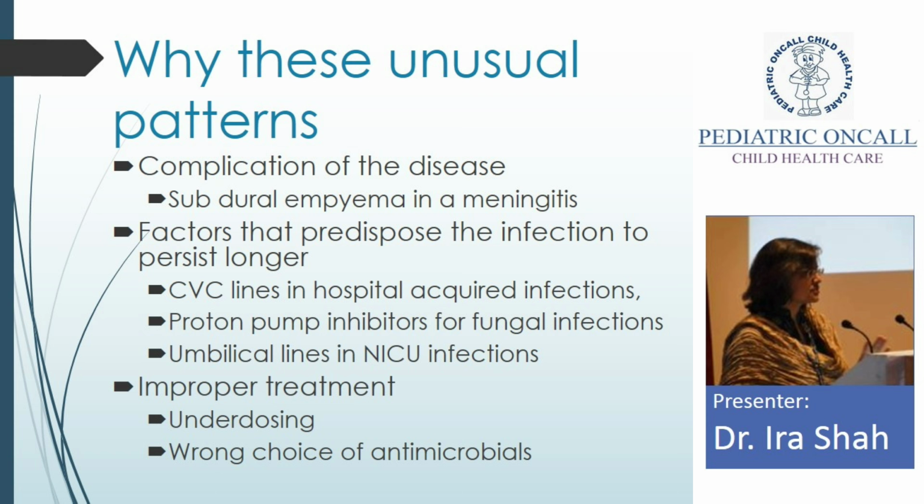Why do these unusual patterns occur? It could be a known complication of the disease. For example, if we take a patient with meningitis and fever just not coming under control, it could be an empyema developing, or it could be a cerebritis, or it could be a cerebral abscess developing. So that's a known complication. It's an unusual pattern. We usually expect meningitis to go home in 10 days. This is an unusual presentation.